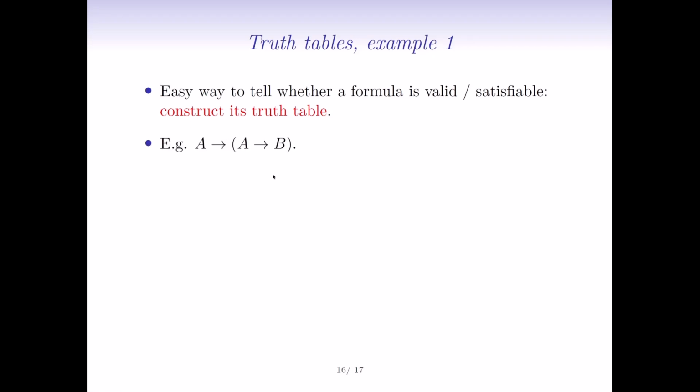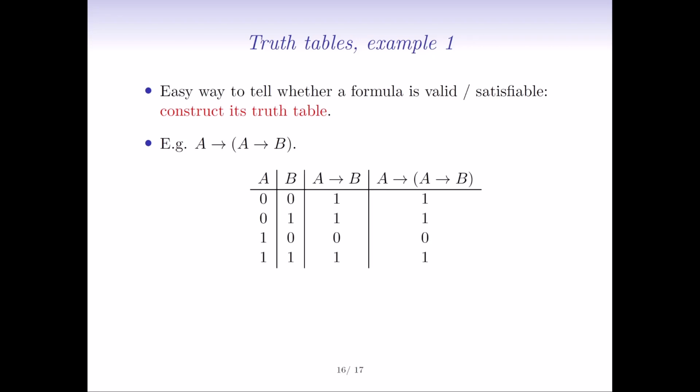So for example, let's take the formula A implies B. Here I'm thinking of A and B as being propositions, but it doesn't really matter, since we know that every formula is going to be either true or false. So we can just consider all the possible values of A and B. So here, as expected, the truth table has 4 lines for all the possible truth values of A and B.